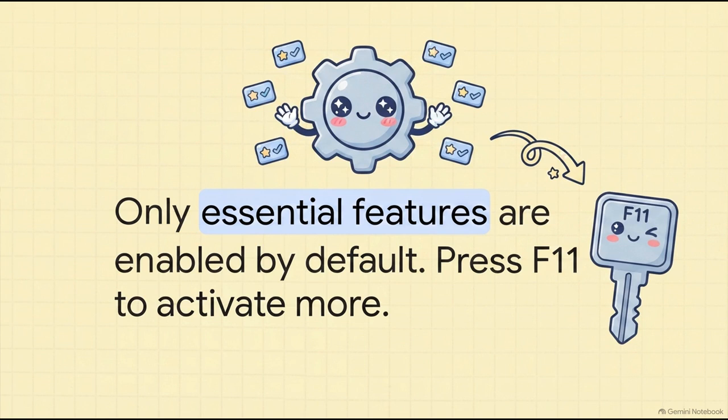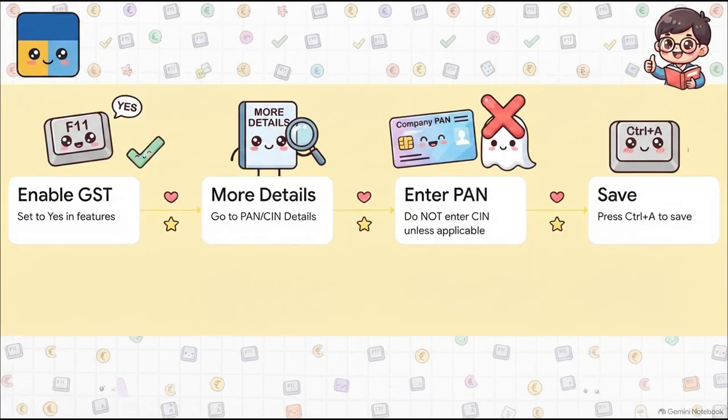To activate more of those advanced tools, you have to press F11 to open up your company features. When you do hit F11, you'll see a menu organized into specific functional groups. It's a great idea to build a mental map of this for the exam. You've got your accounting features for things like cost centers and inventory for batches or price levels. Then you have taxation for GST, online access for remote syncing, payroll, and finally an others category for all your miscellaneous settings. Let's look at a heavily tested example, activating GST.